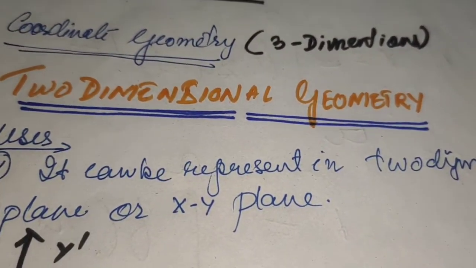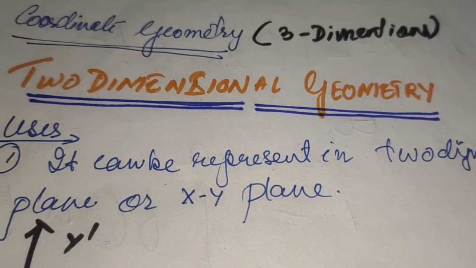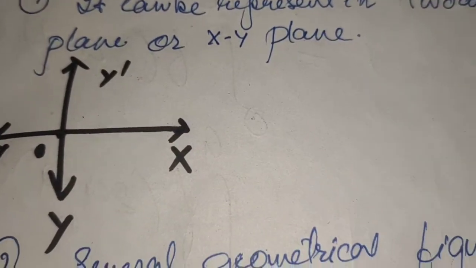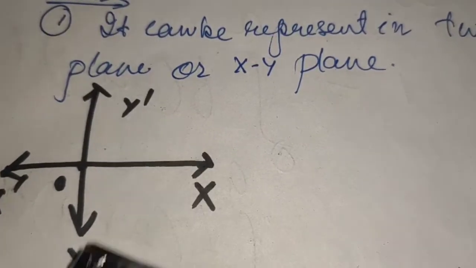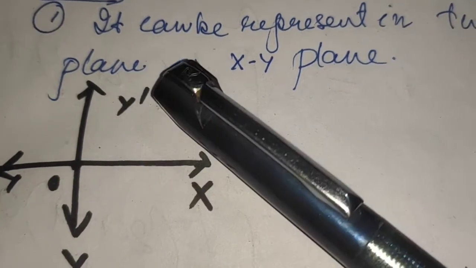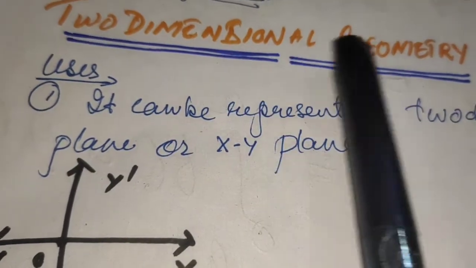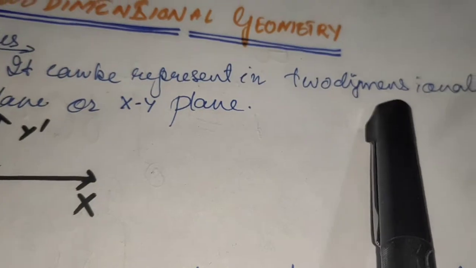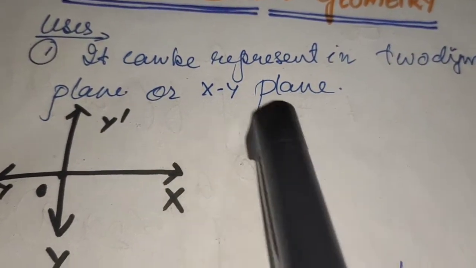Before going to the 3-dimension concept, let us first know what 2-dimensional geometry is. 2-dimensional coordinate geometry is a special type of geometry which we represent in the xy plane. So this is your x-axis and y-axis, and both the axes are always perpendicular to each other. The uses of coordinate geometry in 2-dimensional cases: Point 1, it can be represented in 2 dimensions of a plane or xy plane.